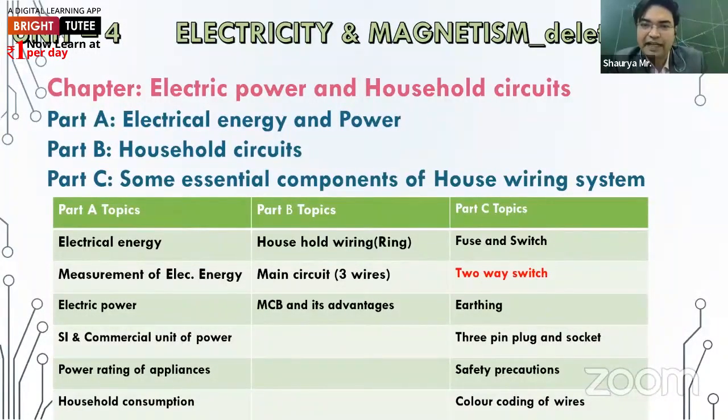Just the qualitative idea has to be given about this ring structure wiring. Lastly, we have MCB and its advantage. We can expect a small, maybe MCQ question on this MCB. As for part C, we have fuse and switch, their nature of the work.